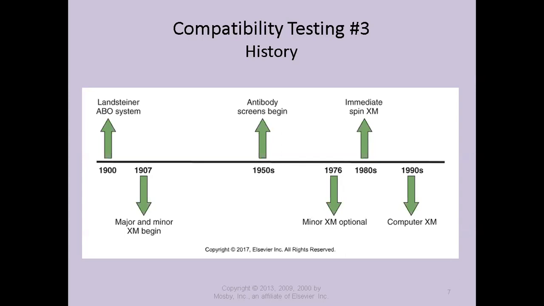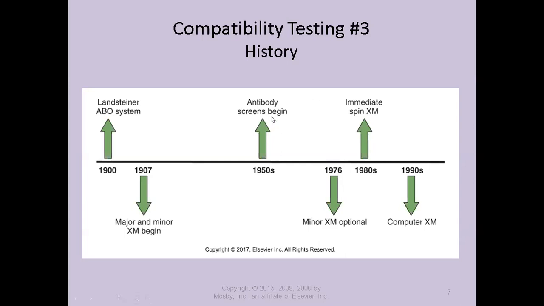So the minor cross-match was taking the red cells from the recipient and testing them with the plasma of the donor. It was the reverse, okay? And as I said, this was really done more so back in these older days because they were transfusing whole blood mostly.